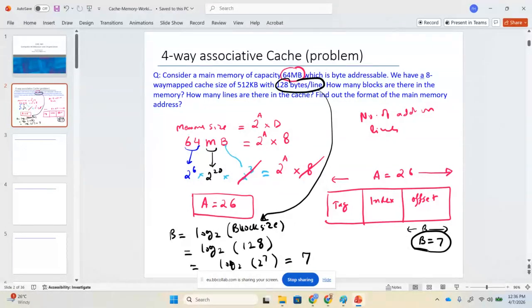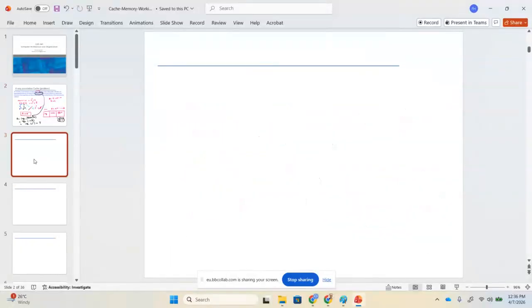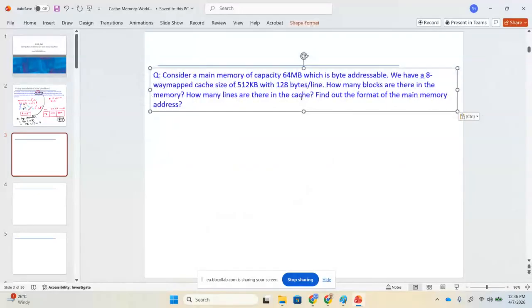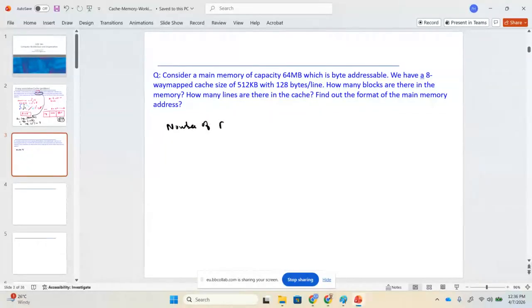Thank you very much. Okay, now another question is this. We want to find another thing, which is n. Now the question is how many blocks are there in the memory? The number of blocks, I call this n, is equal to the memory size divided by the block size.